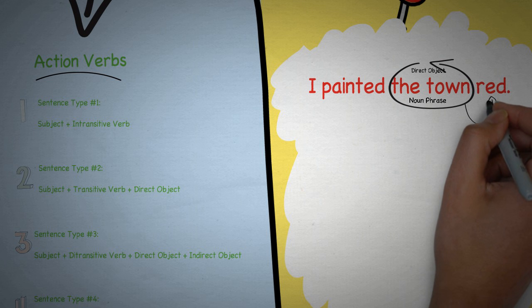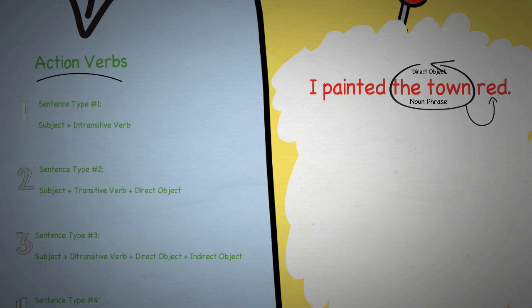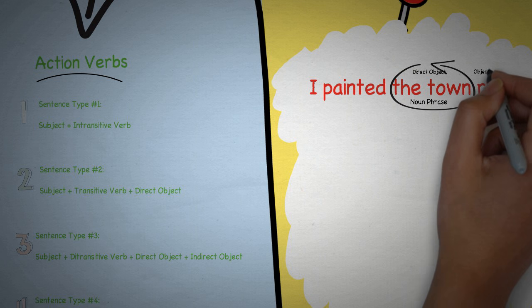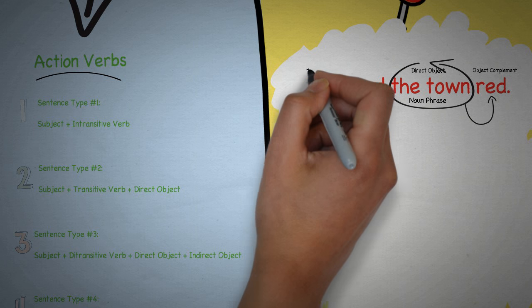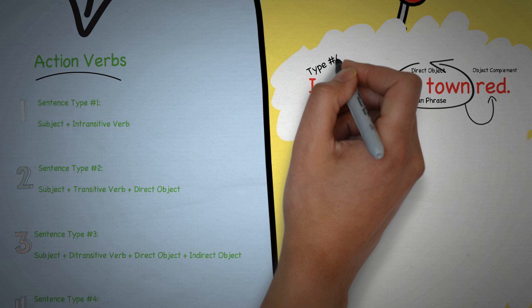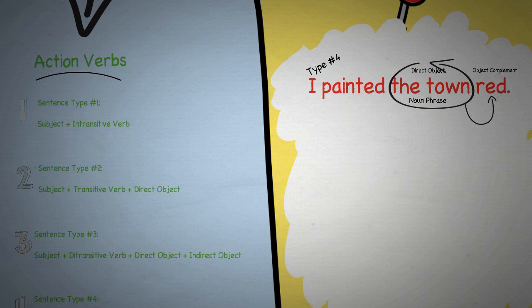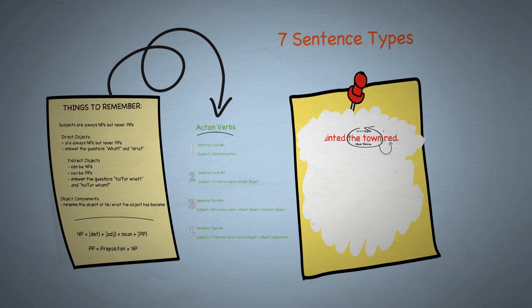So as an example, in our sample sentence, I painted the town red, we know for sure that we have the direct object, the town, but we have to look at red and say, is red renaming our direct object or stating what the direct object has become? And we find, yes, the town has become red. And so red becomes our object complement. This is sentence type 4. It's a subject followed by a transitive verb, followed by a direct object, followed by an object complement.